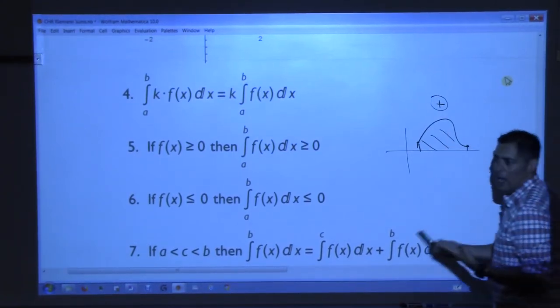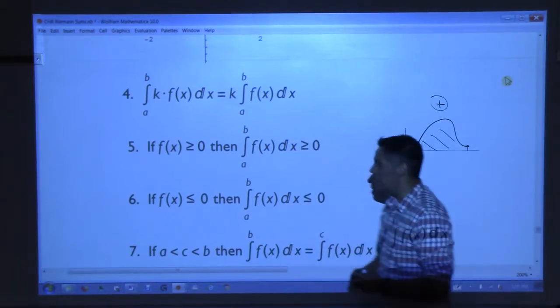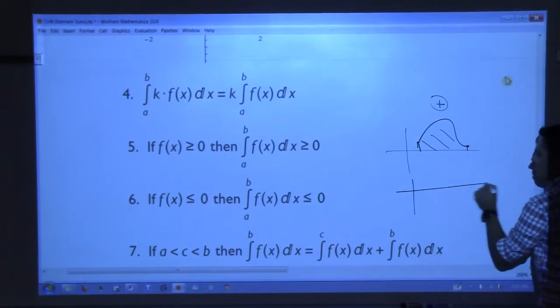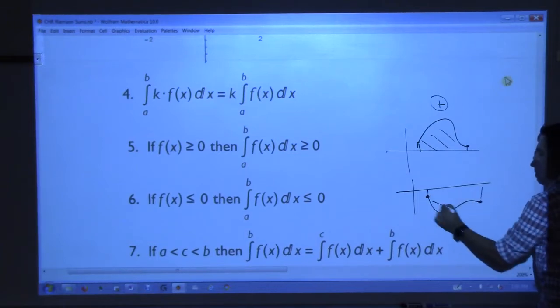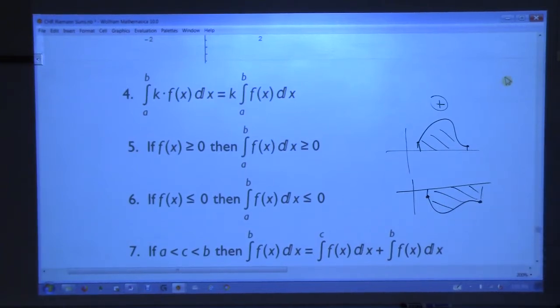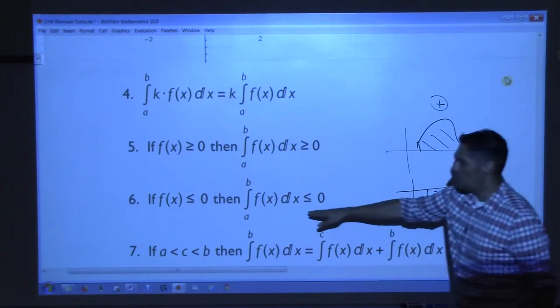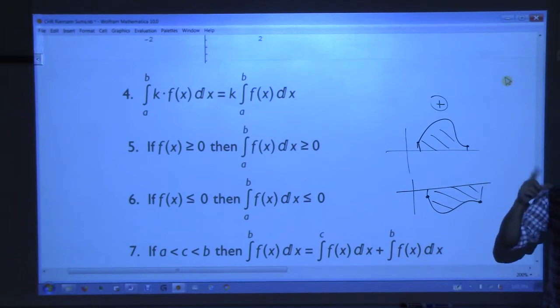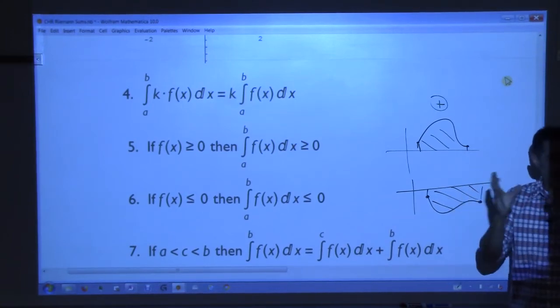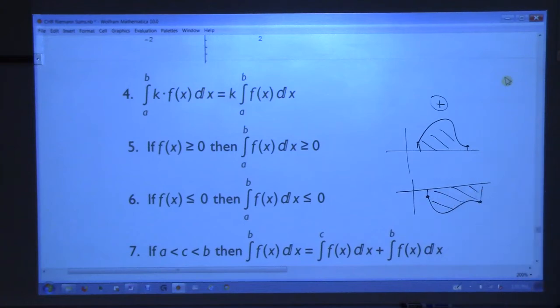Property 6 is the opposite of that. If your function is below the x-axis, so let's say your function's down here like this, and we try and find this area down here, then that area is going to be negative. So the integral will give you a negative result. And we talked about that last time with what? Sine. When we graphed sine, we saw that when we did the second part, it canceled out. So this property is just stating that.